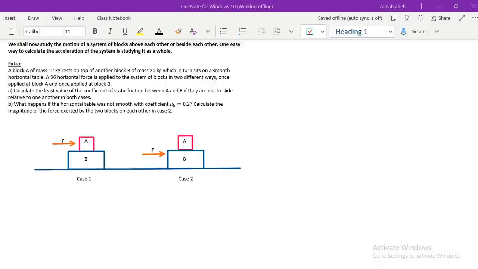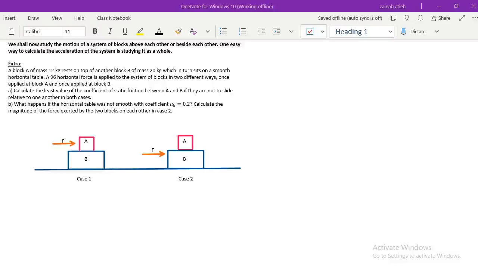Hello everyone, I will complete solving problems of chapter 5. I will move to some sort of problems that contain systems of blocks that are above each other or beside each other. Each time you see such type of problems, in order to calculate A, you can study the system as a whole. So take the whole system and study it using Newton's second law in order to find A. This is one method of finding the acceleration.